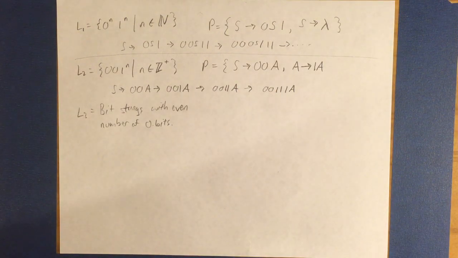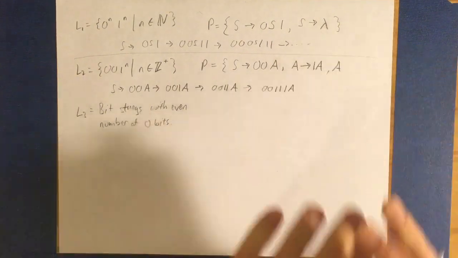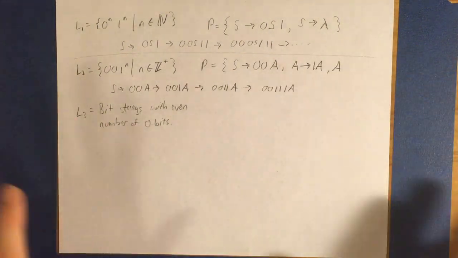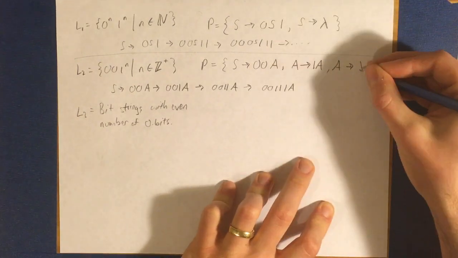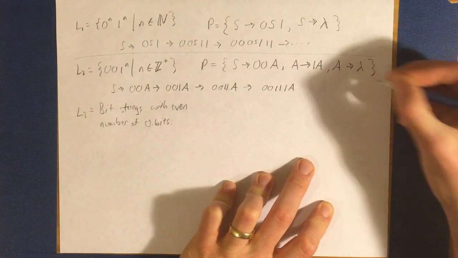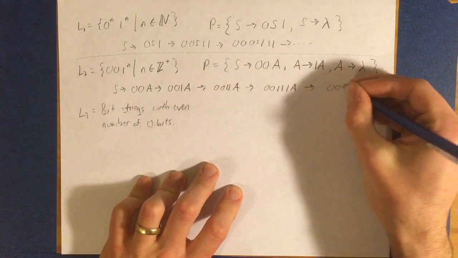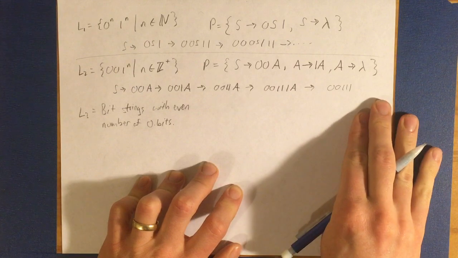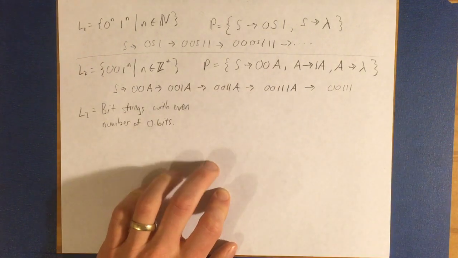But again, like the first example, I need some way to end this process, so A needs to stop. A needs to disappear somehow. So if I do what I did last time and say, let's replace A by lambda, then at the end here I could say 0, 0, 1, 1, 1, and then lambda, and that would end it. I didn't write the lambda because it wouldn't really appear.